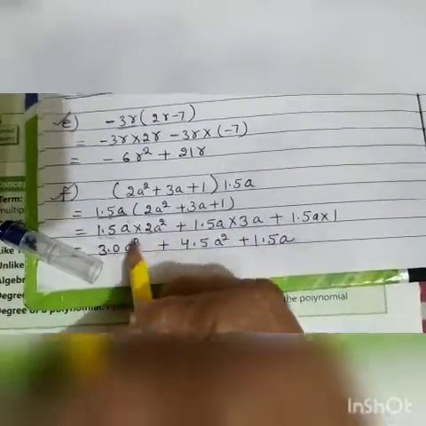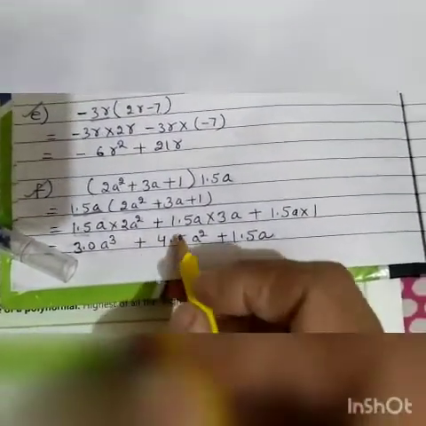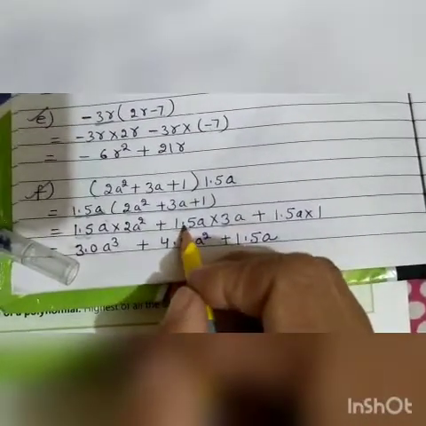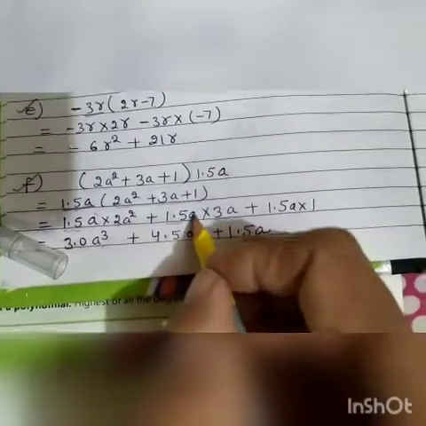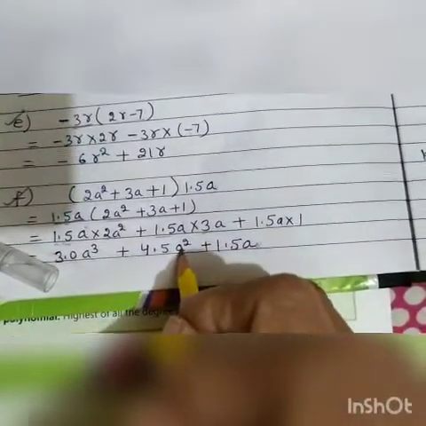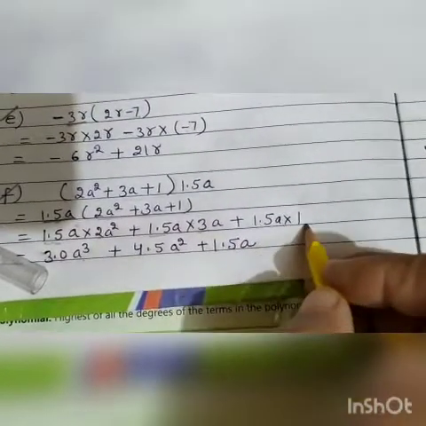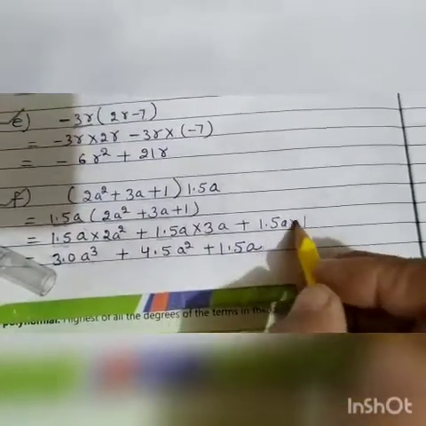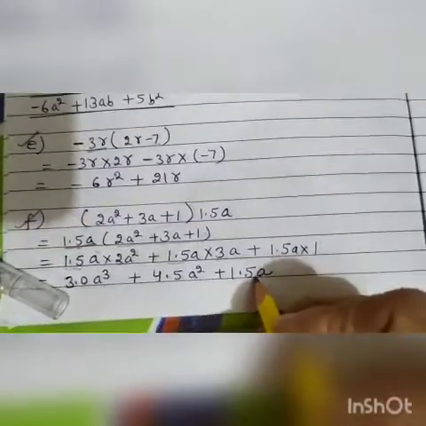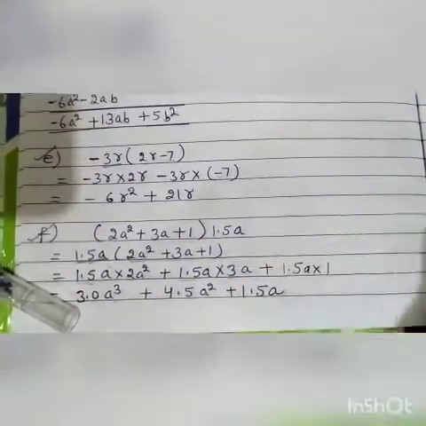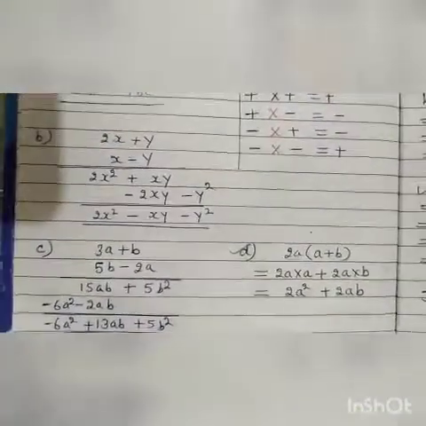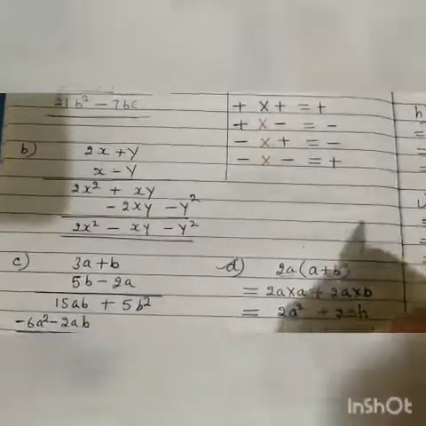So it becomes 3a cube plus 15 times 3, 45. Then before one digit there is a decimal, 4.5. a power 1 multiply a power 1, it becomes a square. Then 1.5a multiply 1, it will remain the same, 1.5a. All these are the examples for the multiplication of a monomial by a binomial or trinomial.